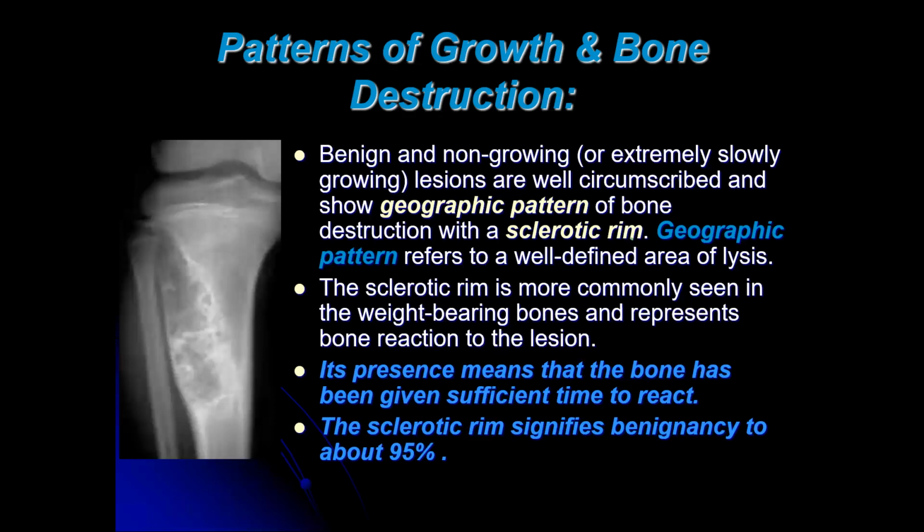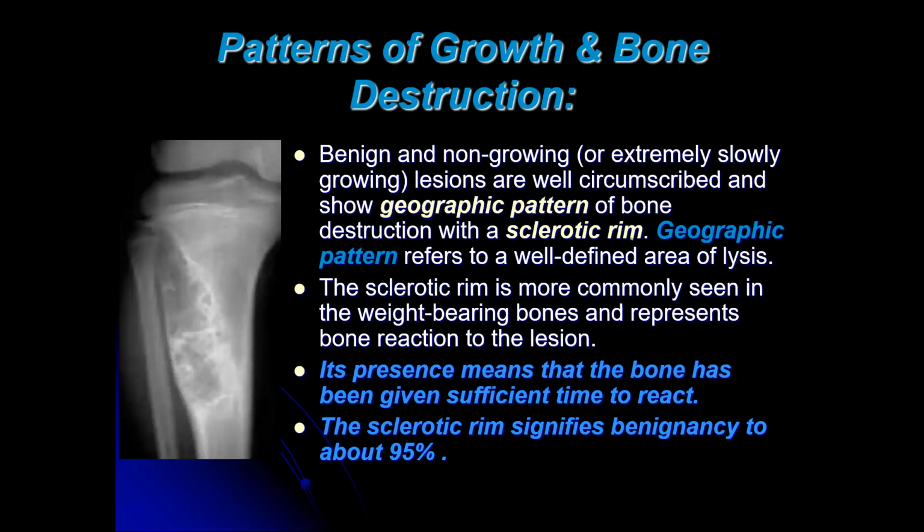Benign and non-growing or extremely slow-growing lesions are well circumscribed and they show a geographic pattern. You must know the difference between the geographic pattern, the moth-eaten pattern, and the sclerotic pattern. These are important to know. When you find a zone of sclerosis around the lesion, it's a geographic pattern. If you get eaten up bone and you cannot tell differences in locations of the lesions and you have a vague separation, this is a moth-eaten appearance, an aggressive pattern.